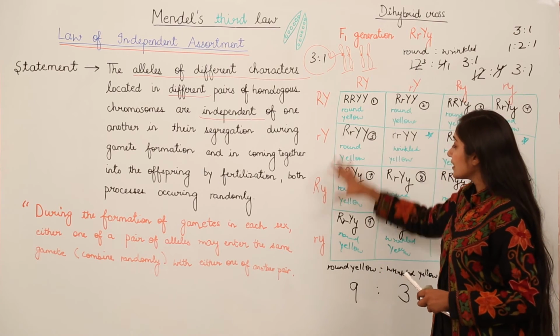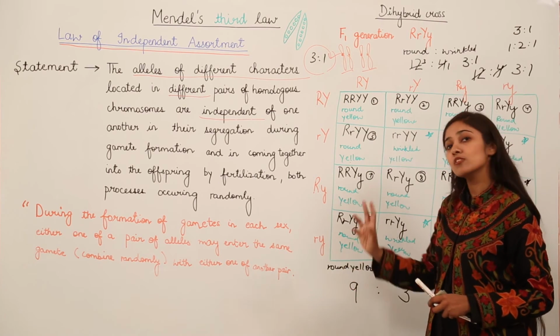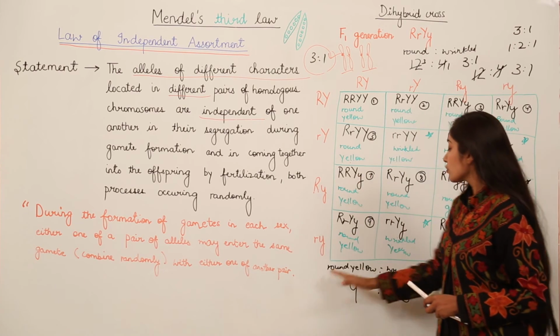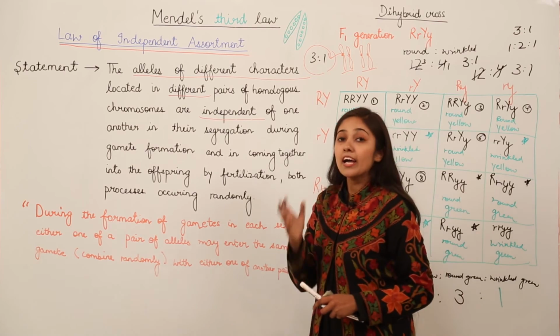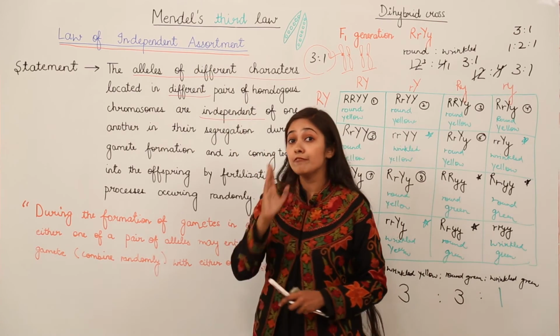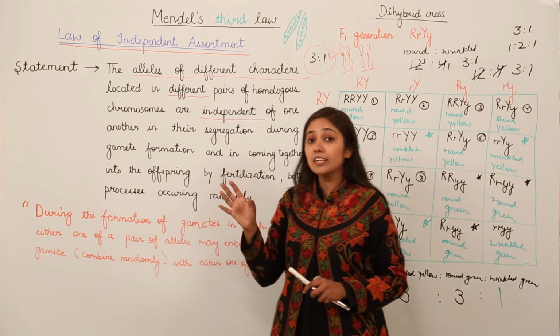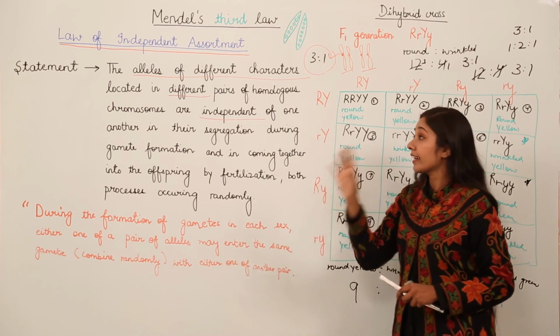Remember, we are not going to discuss the genotypic ratio in this case. Why? Because it is going to be more complex. So we are going to discuss only the phenotypic ratio, meaning from the outer appearance how the plants are going to be. I hope this important law is very, very clear to you. If it's not clear, I am going to recall it again.